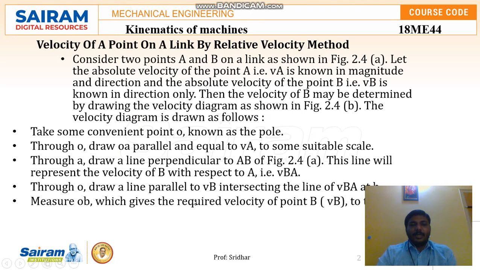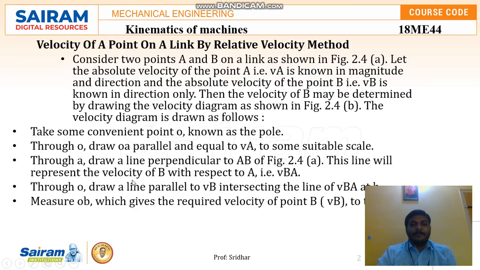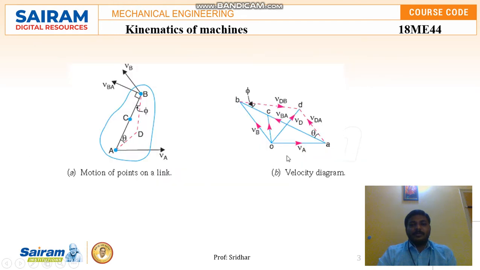Through O draw a line parallel to VB, intersecting the line through A at B. Now measure OB, which gives the required velocity of point B. We need to measure from O to B, and that gives the required velocity of the point B.